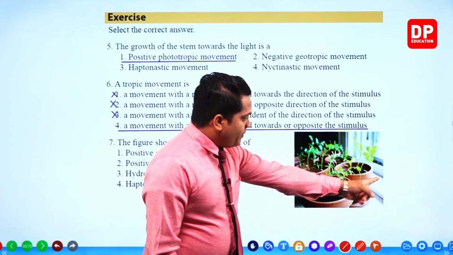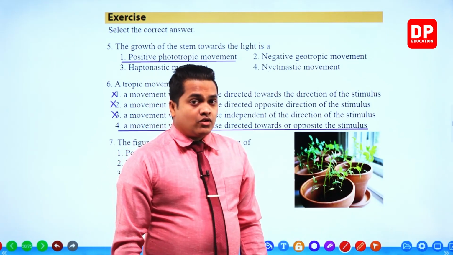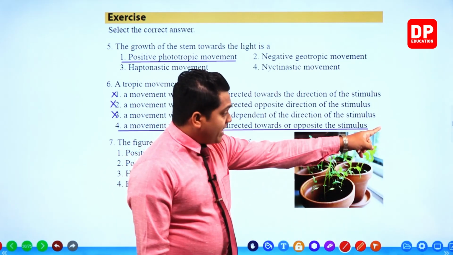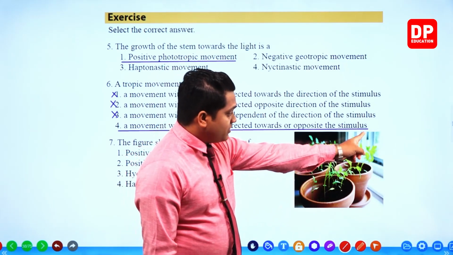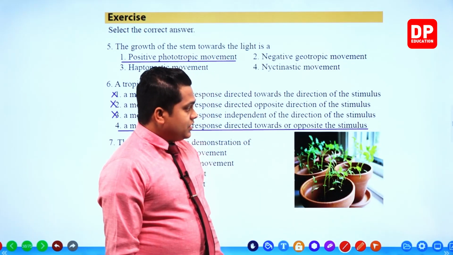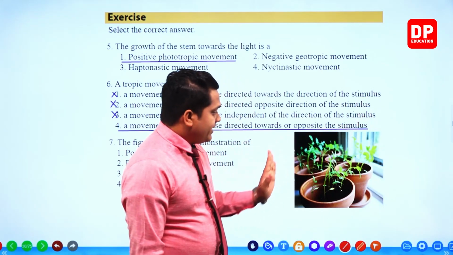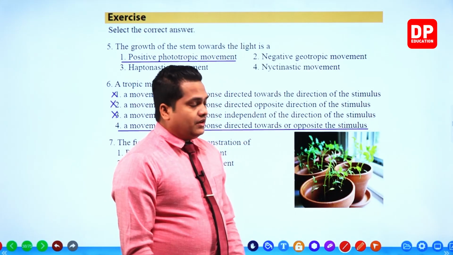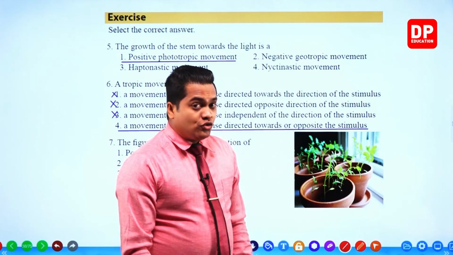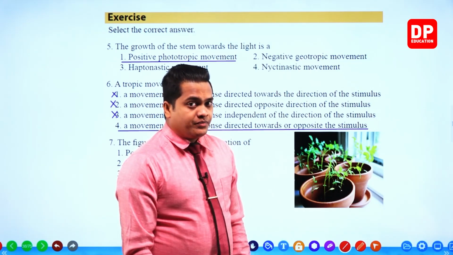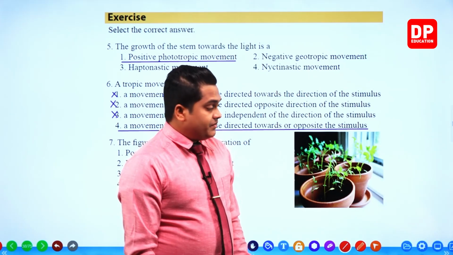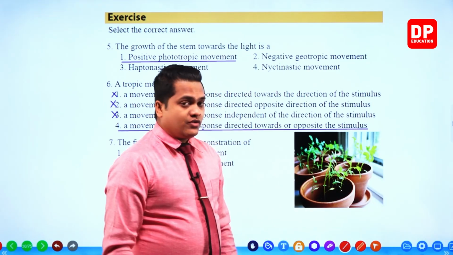So there is a window pane over here. By that, we can conclude that the light is going to come from that particular direction, as we can observe a window pane over here. So we can observe that the shoot of the stem is going to grow towards the direction of the light.